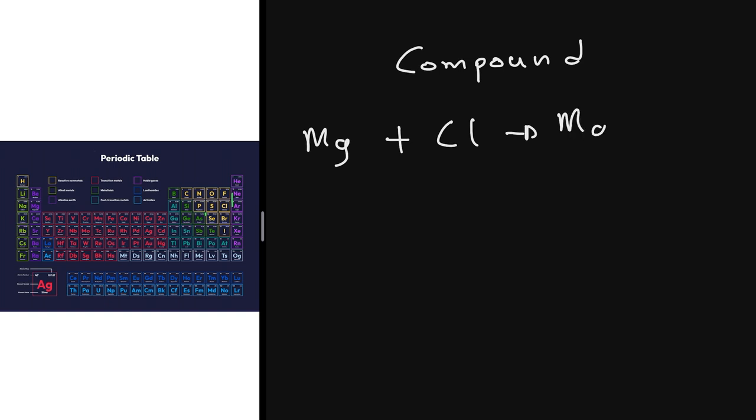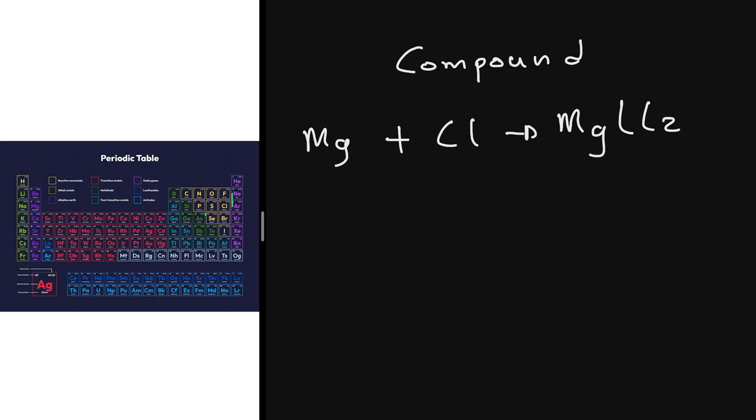Hello, in this video we are going to learn how to label compounds. But first we need to know what a compound is. A compound is formed when we have two or more elements combined together in a fixed ratio. For example, if we have magnesium combining with chlorine, this is going to form what we call magnesium chloride.